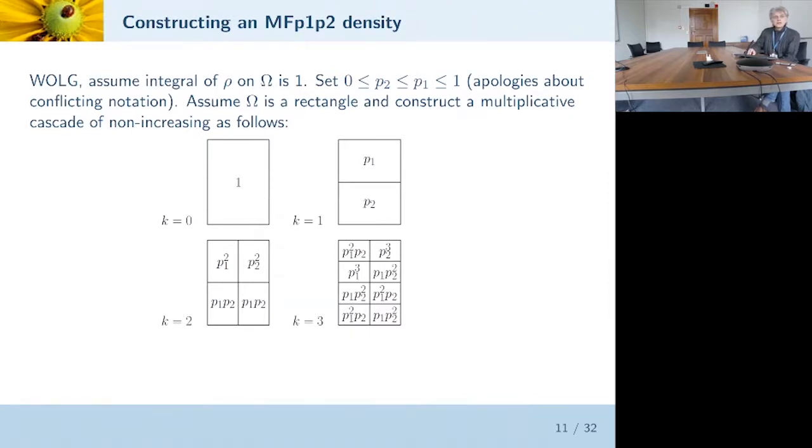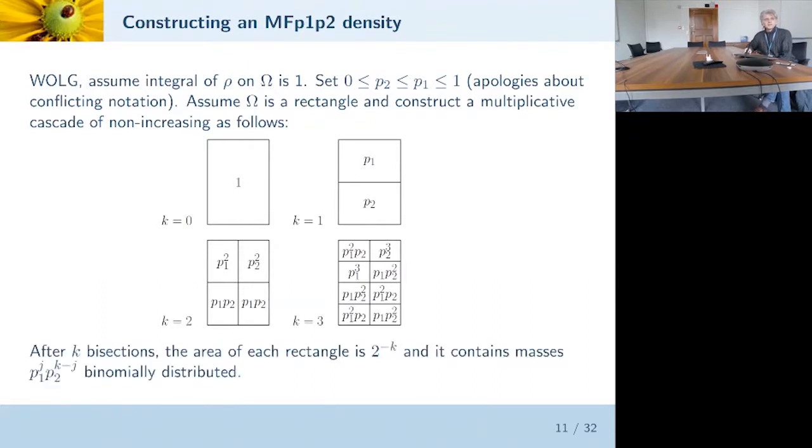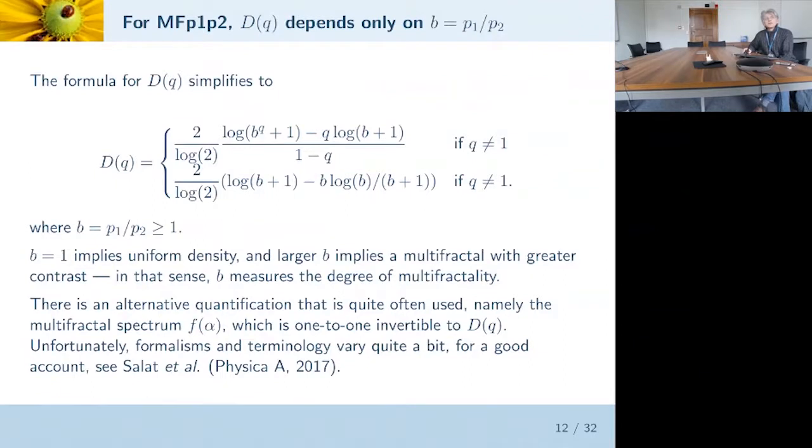And of course, as we go on, after k bisections, the area of each of these rectangles, so this area is 1, and it's become a half there, and then a quarter, and then an eighth. So each rectangle has a known size, 2 to the minus k, and the masses, P1 to the J, P2 to the K minus J, are binomially distributed. So we know the density analytically in a very simple way. And if we substitute it into the formula for dQ, we can simplify it out to that.